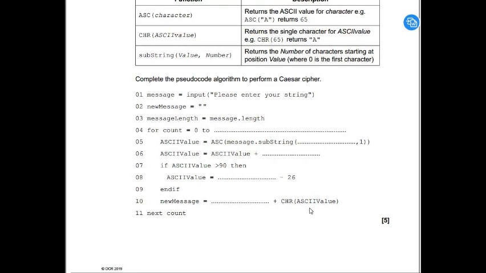That is 5 marks in a bag. So I've just said message length minus 1. Then I said count. Then I said plus 1. Then I said ASCII value. Then I said new message. That's our pseudocode.